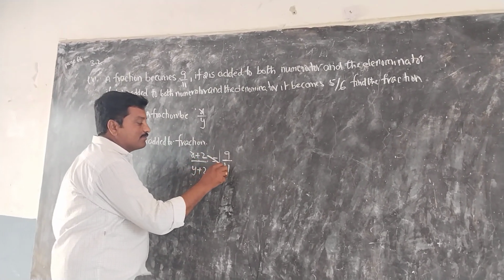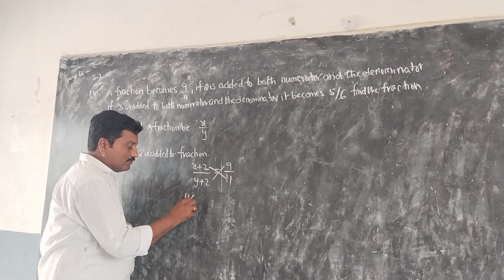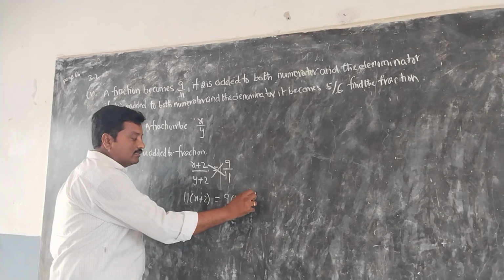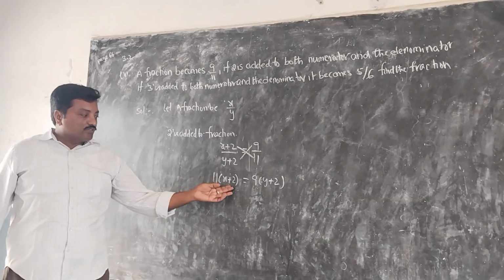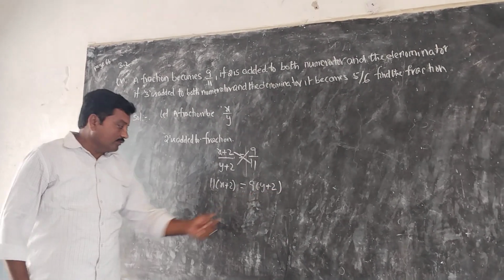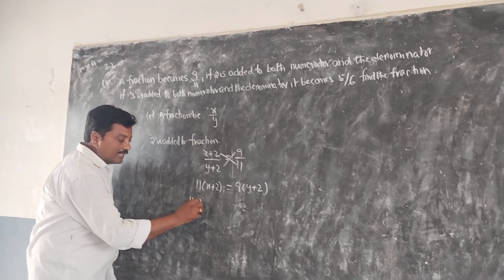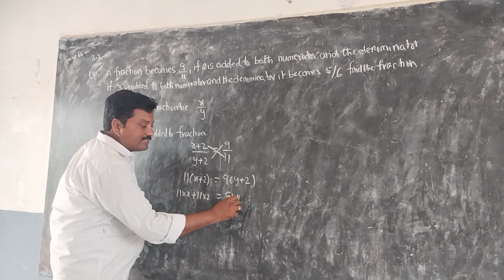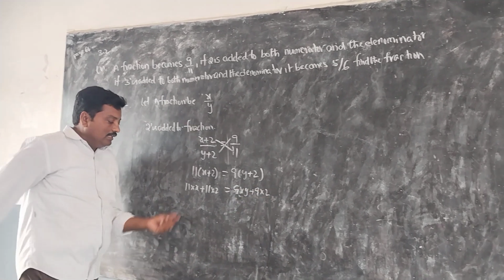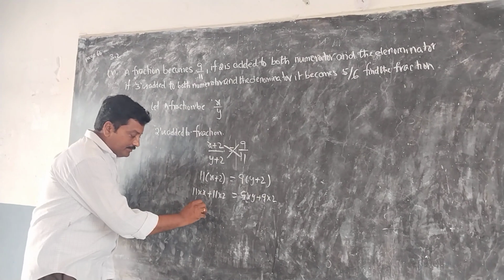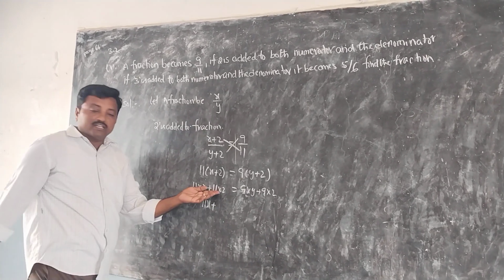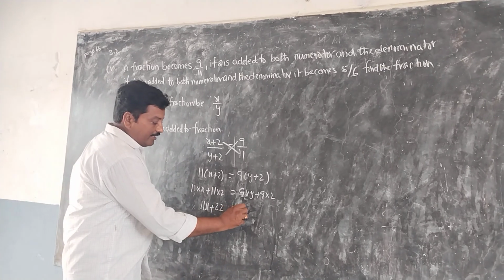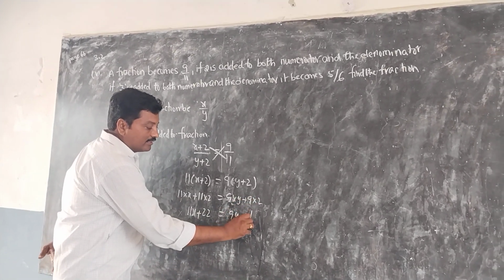So we do the cross multiplication. 11 into x plus 2 equal to 9 into y plus 2. So 11 into x plus 11 into 2 equal to 9 into y plus 9 into 2. 11 into x, 11x. 11 2s are 22. 9 into y, 9y. 9 2s are 18.